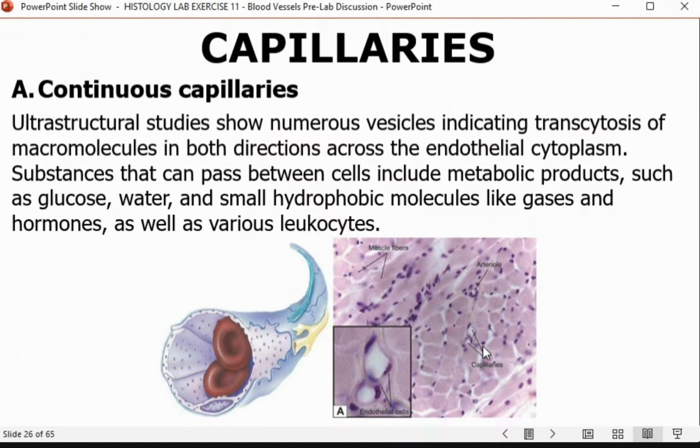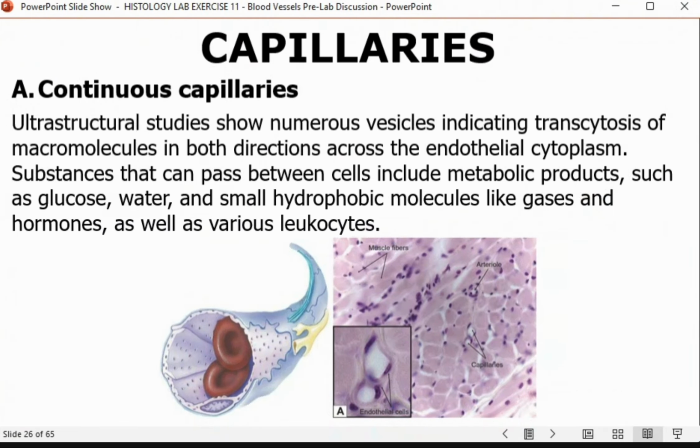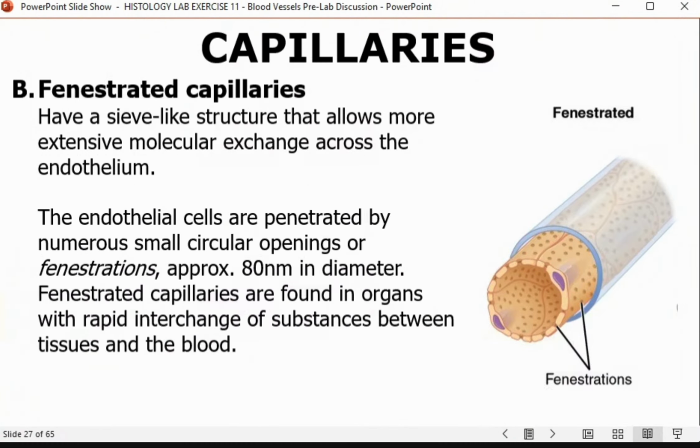Now, just a disclaimer: because capillaries are already very small in structure, we will not be able to observe or differentiate the three different types of capillaries under the light microscope. Okay. Generally, we can only assume what type of capillary we will find based on the organ that we are observing.